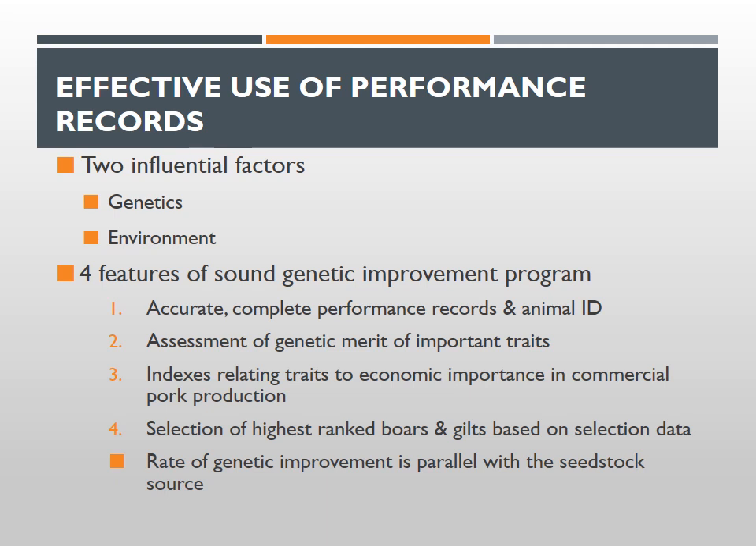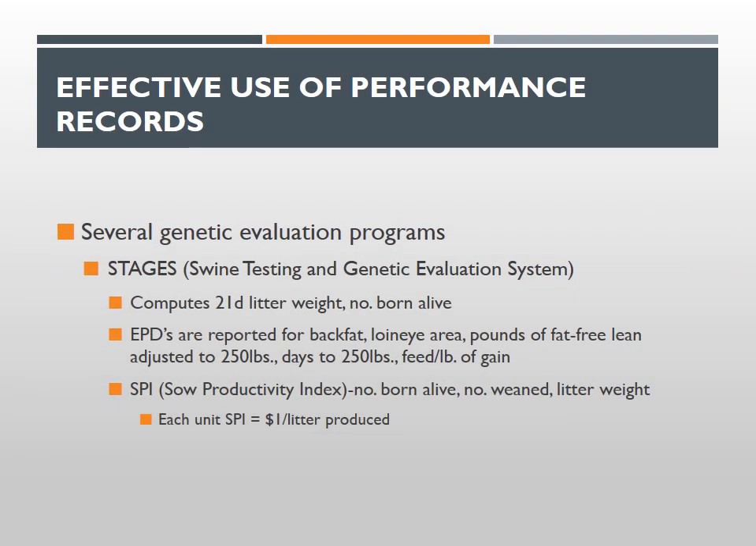Number three, relating traits of economic importance to commercial pork production. So when we talk about commercially hanging that carcass on the hook, what relates all the way back to economic importance there genetically. And number four, selecting the highest ranked boars and the highest ranked gilts based upon the data that we have. You have to take that data and apply it in your genetic selection. Really, the rate of genetic improvement is parallel on commercial farms and seed stock producers. I've got a chart that I hope will back this up here in a little bit.